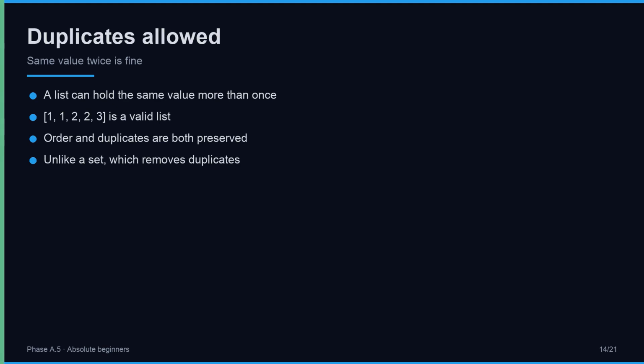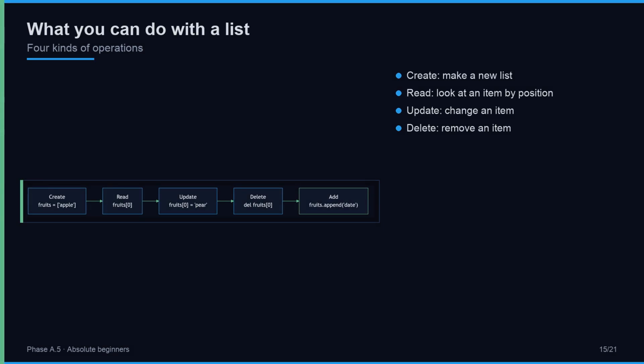Mutable means changeable. Lists allow duplicates. You can have the same value more than once. 1, 1, 2, 2, 3 is a perfectly valid list, 5 items, some repeated. The list does not collapse them. It keeps every item, in the order you wrote it, even if some are identical. This matters when duplicates carry meaning: a list of answers where the same answer can appear twice, a list of votes where each entry counts. Sets remove duplicates, lists keep them. Duplicates are welcome.